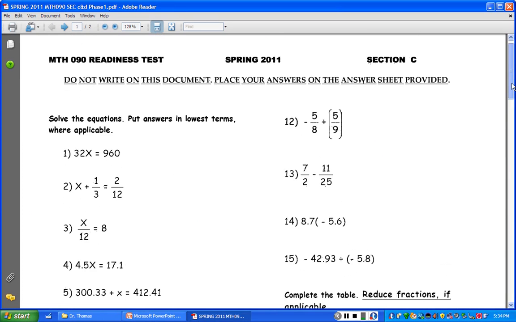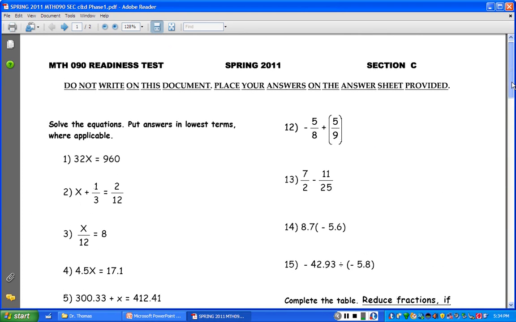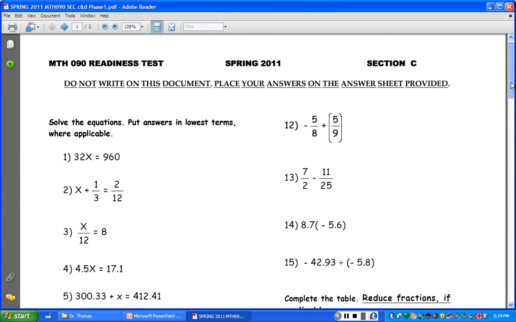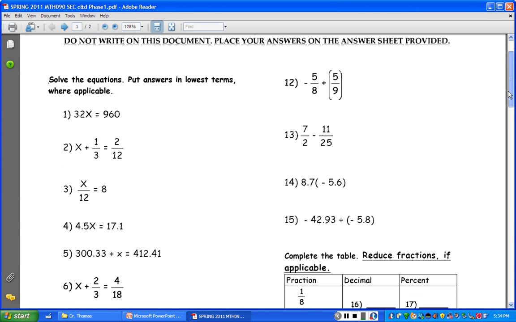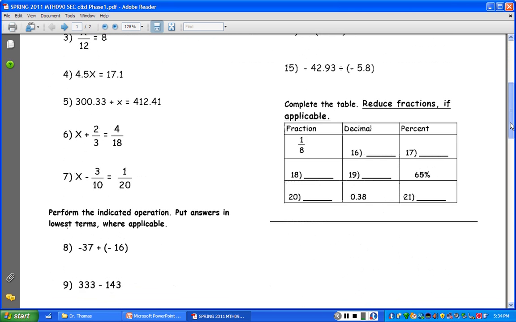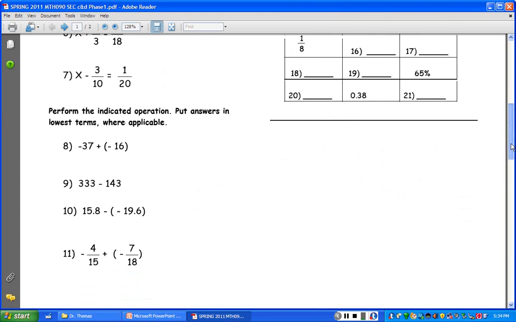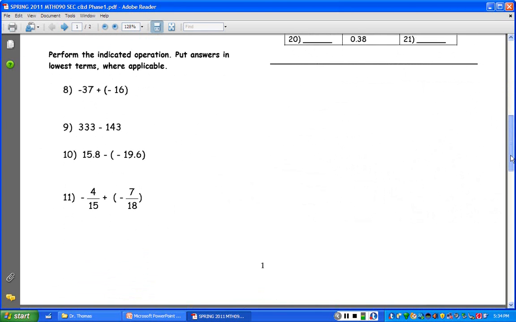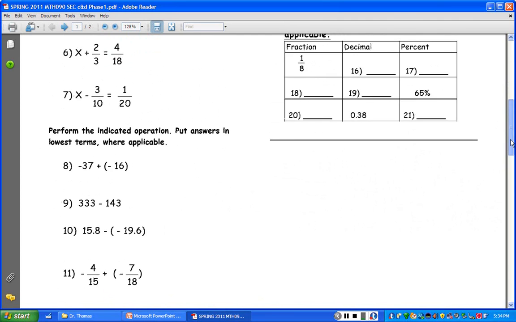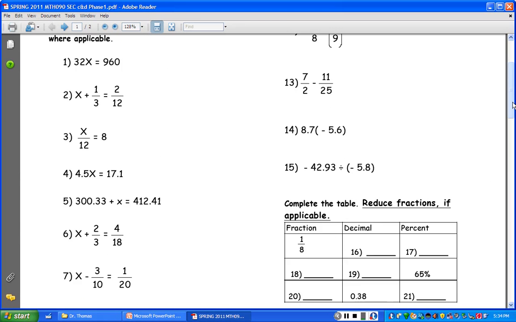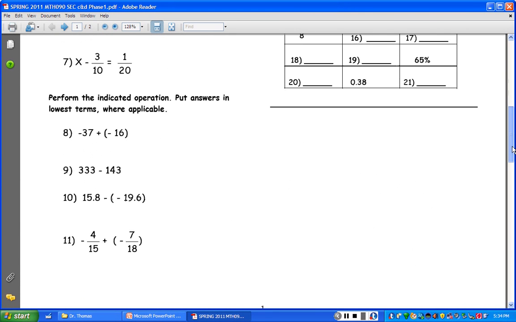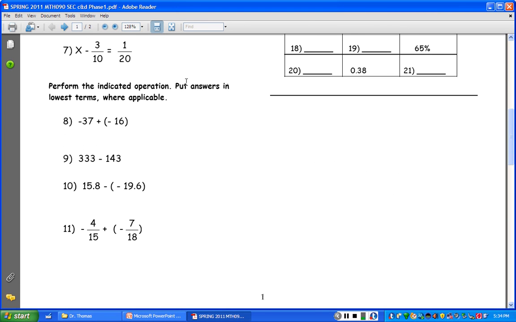So here's section C. This is how section C looks, and this is the spring 2011 phase 1 readiness exam. And what I want to focus on in this review session is number 8 through 21, the second part of the exam. So let's look at number 8 really quickly.